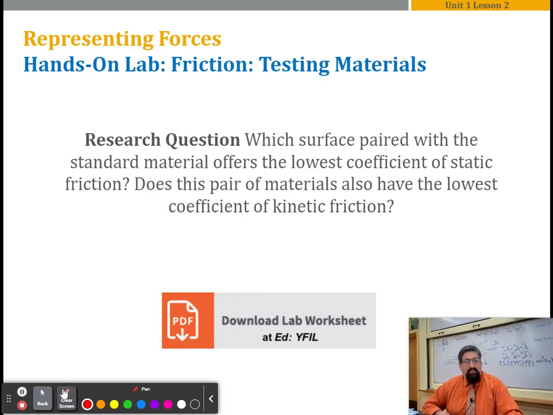We're going to do a lab in class, and so you will apply what you learn in this lab, testing the friction of different materials, to our next bit of learning.